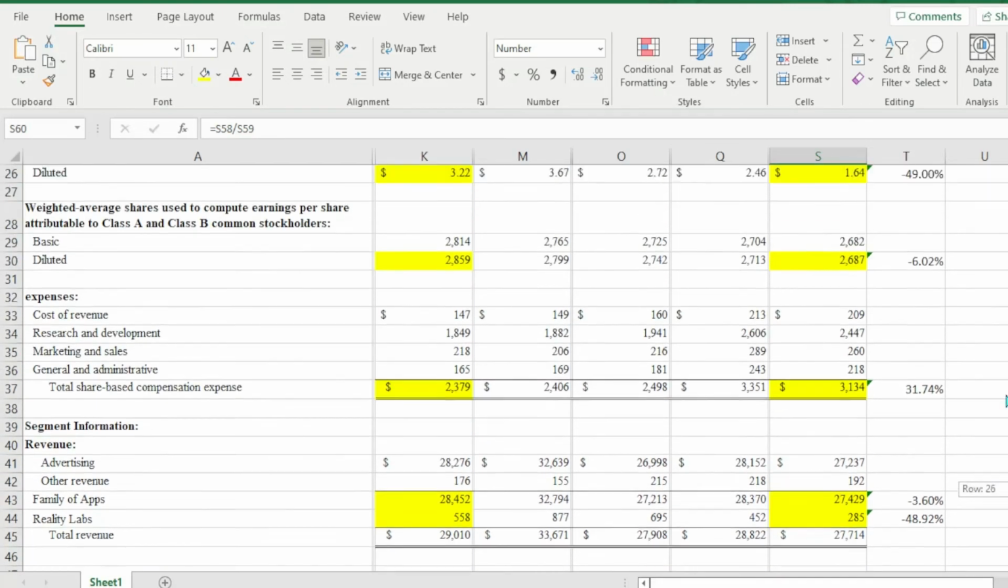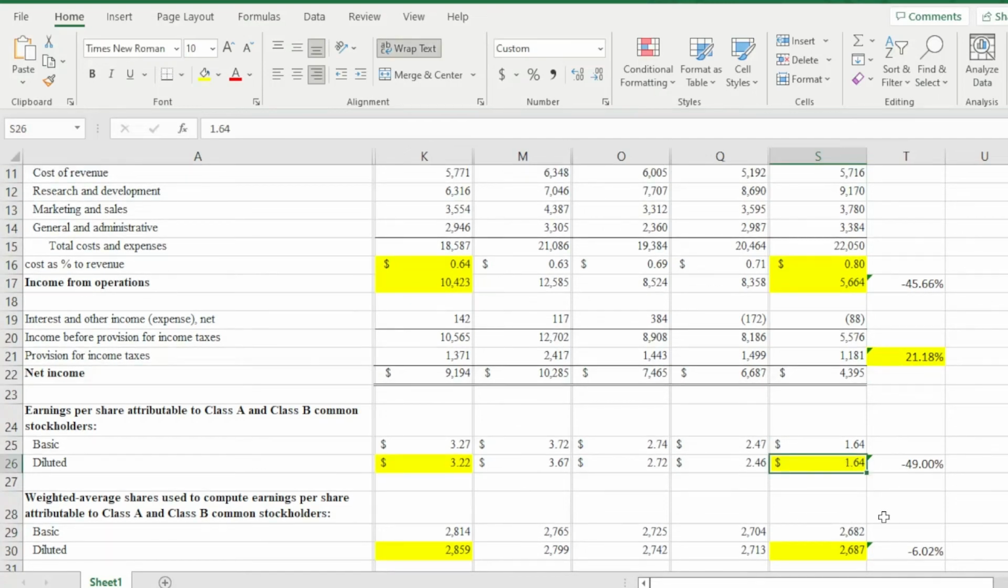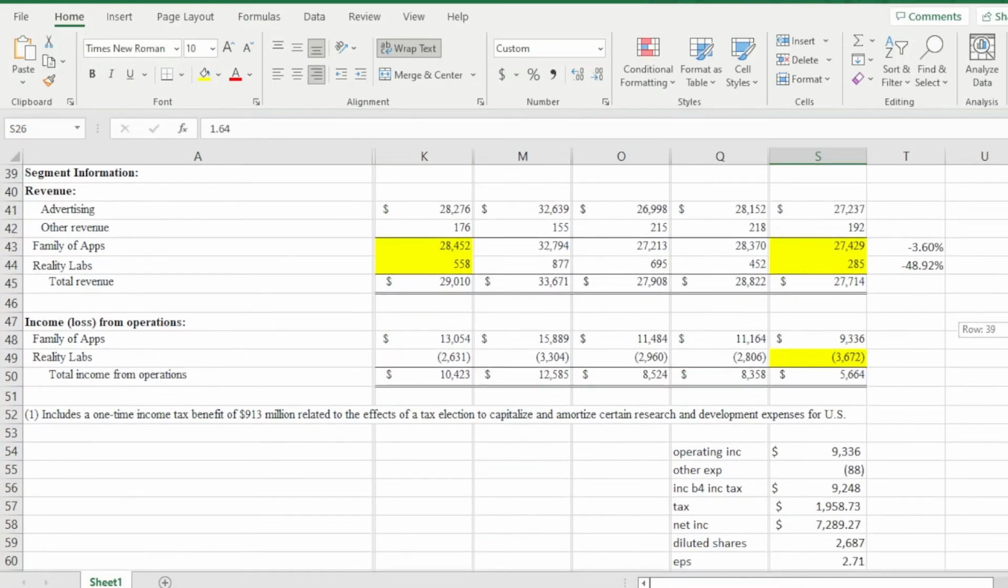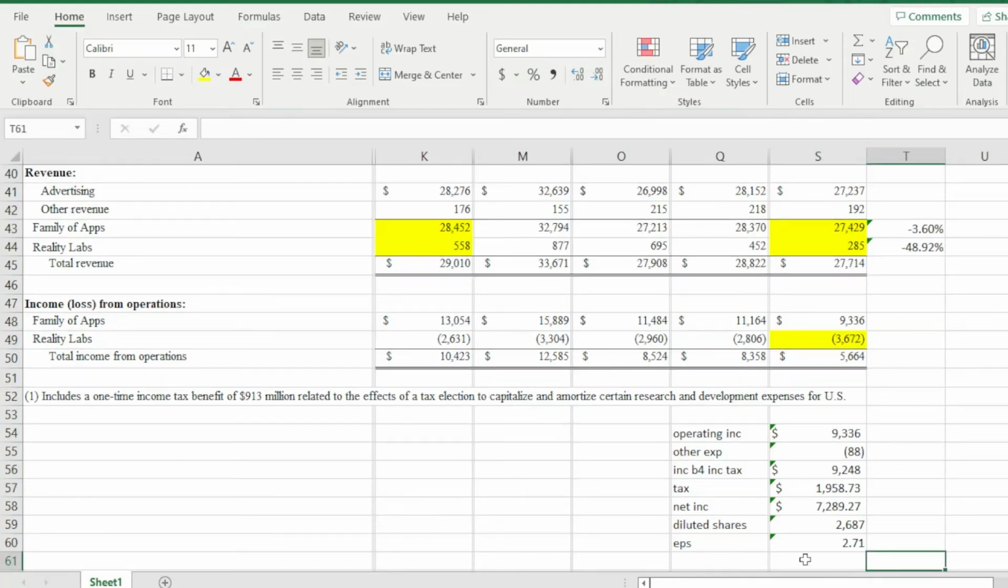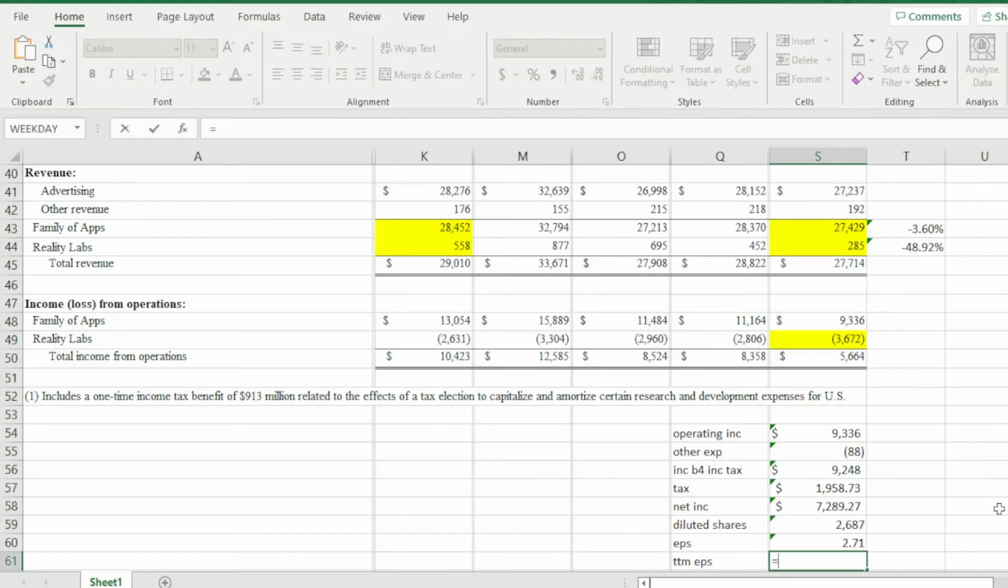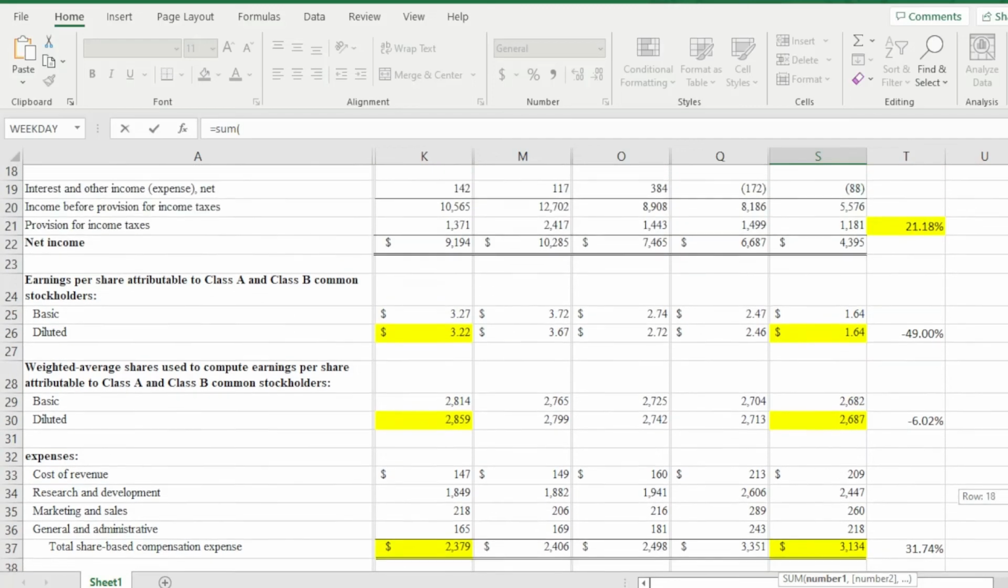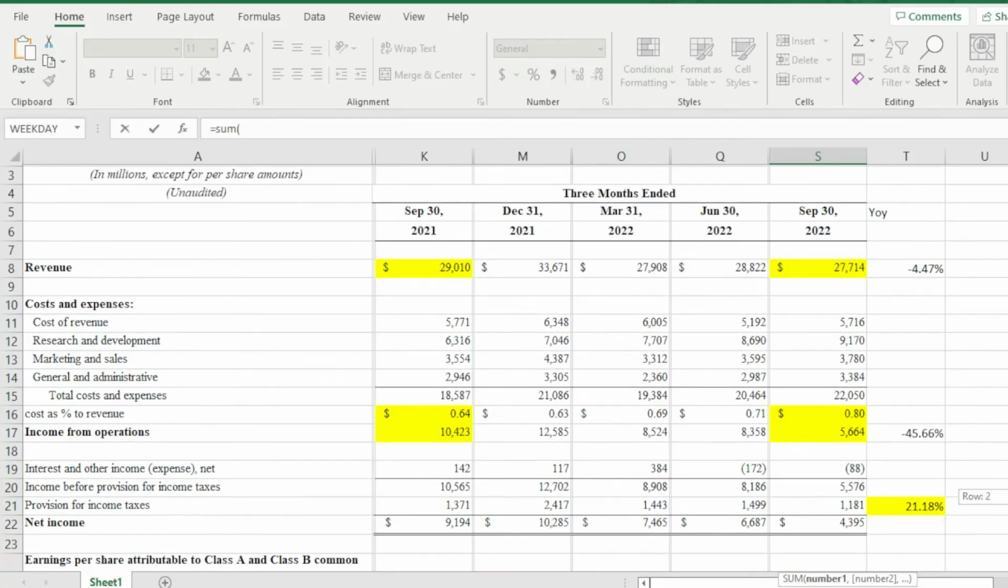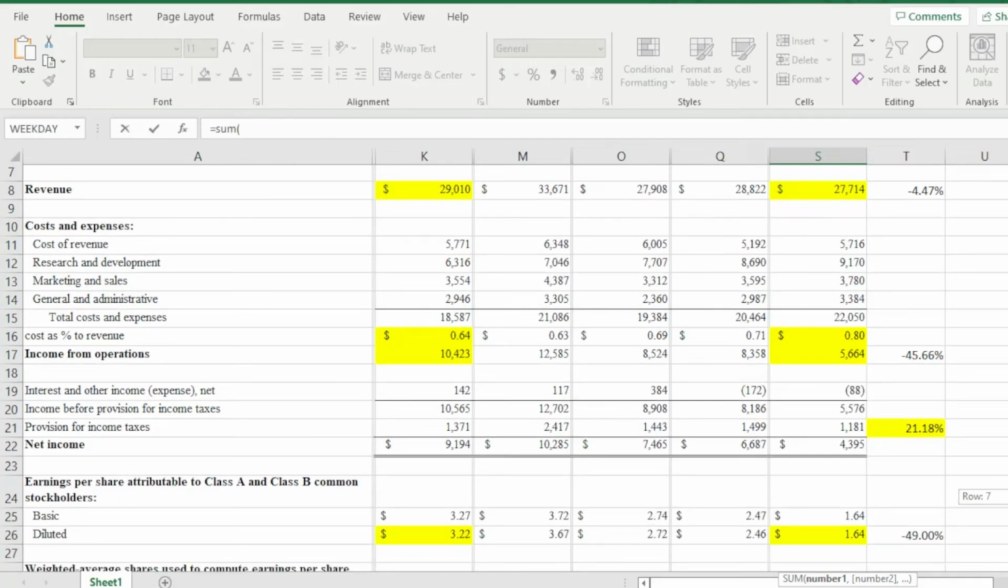Now let's go ahead and compare that to what we actually got. So we got $1.64 when, if we took out the Reality Labs segment, we could have got $2.71. So that's pretty big. Now let's calculate the trailing 12 months earnings per share. So we're going to do TTM EPS. Now that is essentially going to consist of the 4 most recent quarters. So we're going to do equals and summation, and we're going to get the 4 most recent quarters of earnings per share. So let's find that.